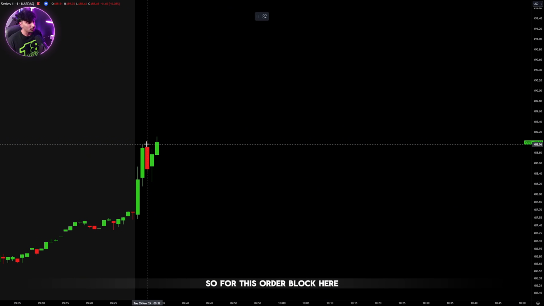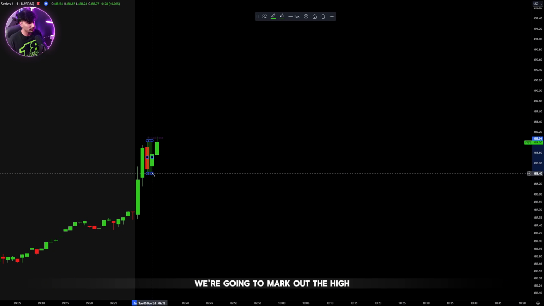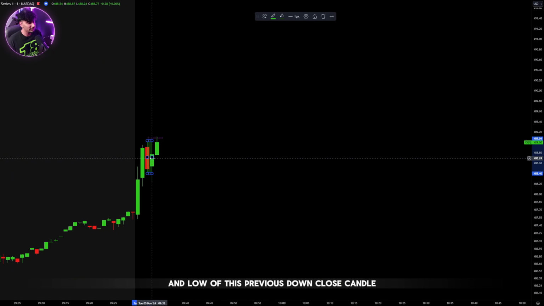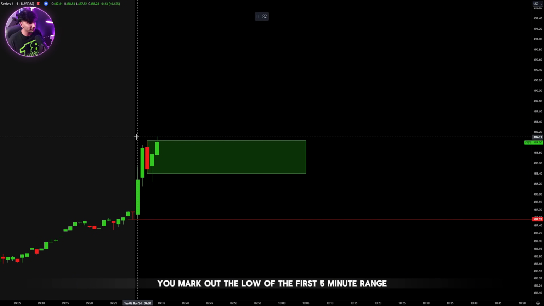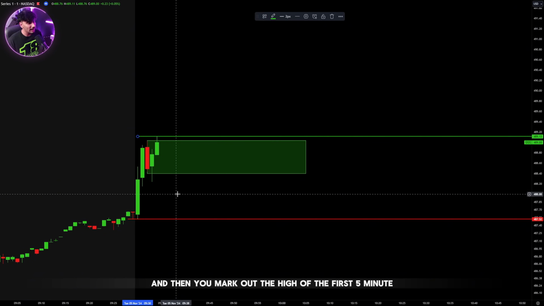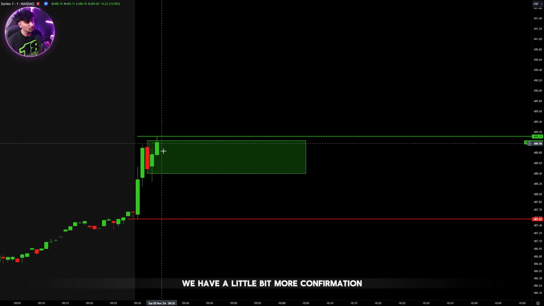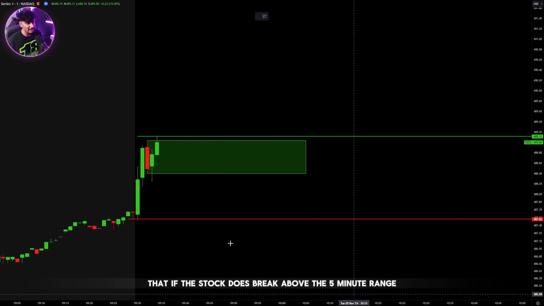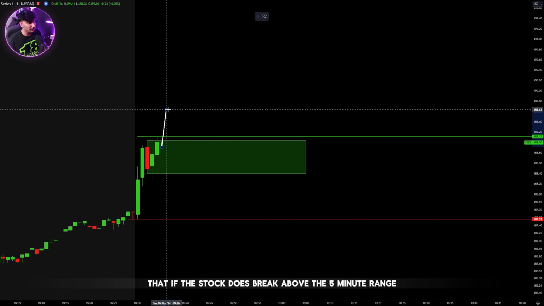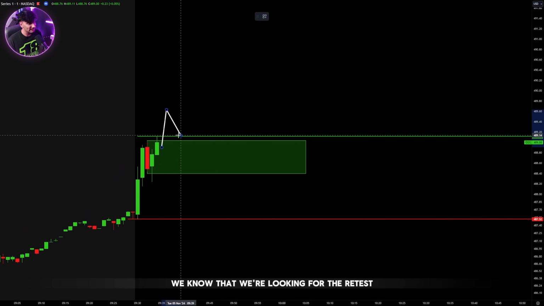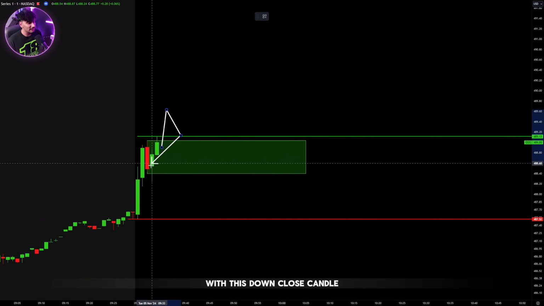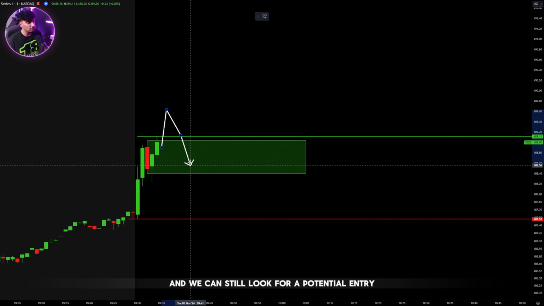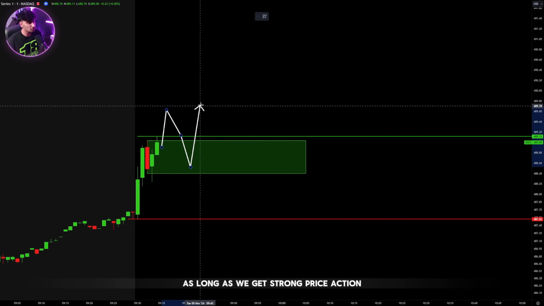So for this order block here, we're going to mark out the high and low of this previous down close candle. Now, as you know, with the first 5-minute range strategy, you mark out the low of the first 5-minute range, and then you mark out the high. With this order block, we have a little bit more confirmation that if the stock does break above the 5-minute range, we know that we're looking for the retest. With this retest, yes, the stock can dip a little bit more with this down close candle, and we can still look for a potential entry as long as we get strong price action.